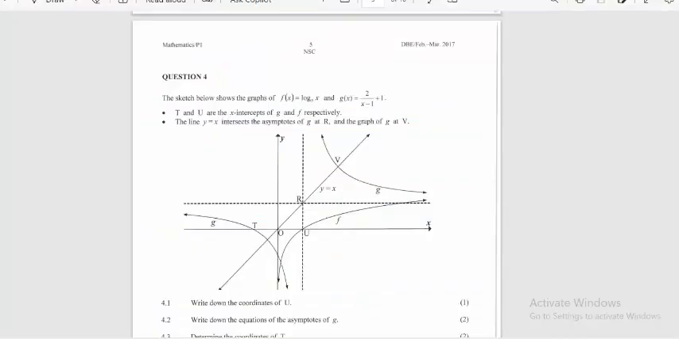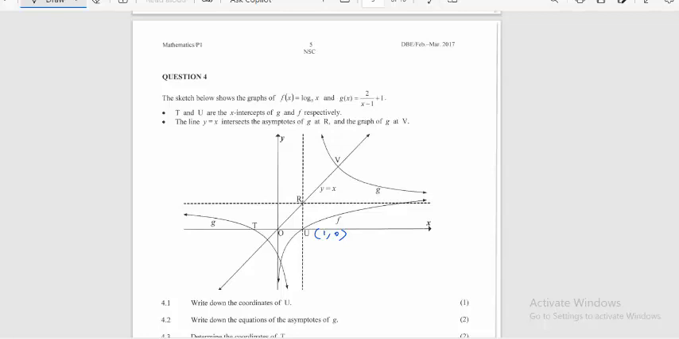The point is right there. If you look at it, it's right there. So this point here will be, let me just write it down for you, 1 and 0, right? So hence we can draw the graph.